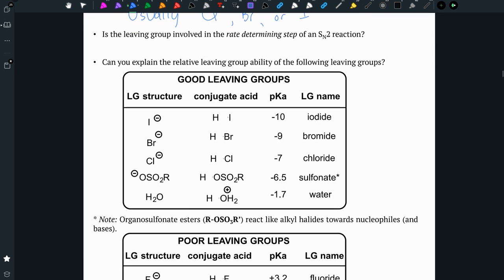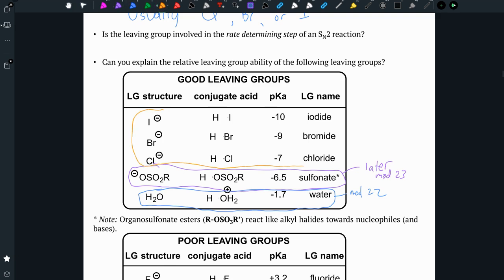In module 23, we'll talk about how a sulfonate group might act as a leaving group. So this comes up later. In module 22, we will talk about water as a leaving group. For now, we're focused on chlorine, bromine, iodine.